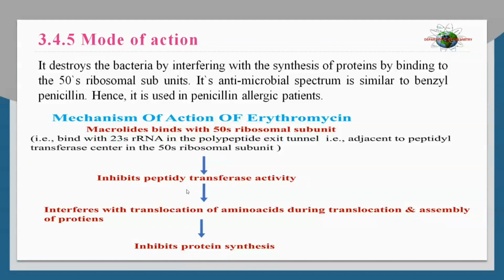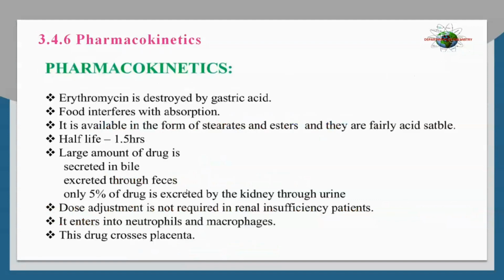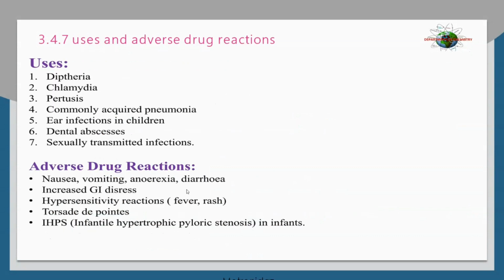then interferes with translocation of amino acids during translocation and assembly of proteins, and finally inhibits protein synthesis. Coming to the pharmacokinetics, erythromycin is destroyed by gastric acid. Food interferes with absorption. It is available in the form of stearates and esters, and they are fairly acid stable. Its half-life is 1.5 hours. A large amount of the drug is secreted in bile and excreted through feces. Only 5% of the drug is excreted by the kidney through urine. Dose adjustment is not required in renal insufficiency patients. It enters into neutrophils and macrophages. This drug crosses the placenta.